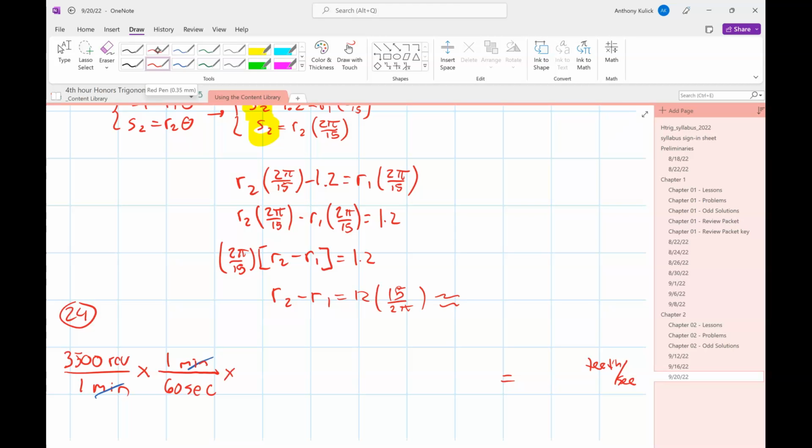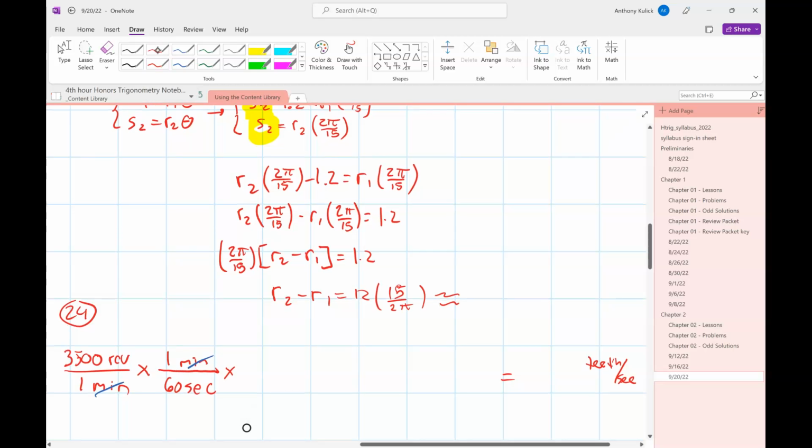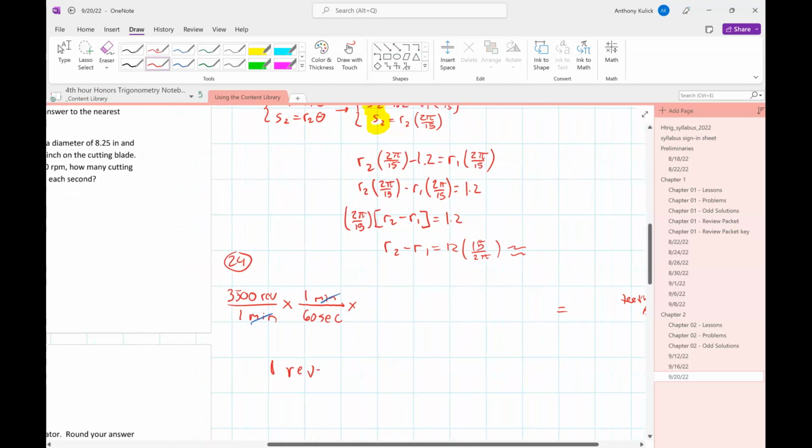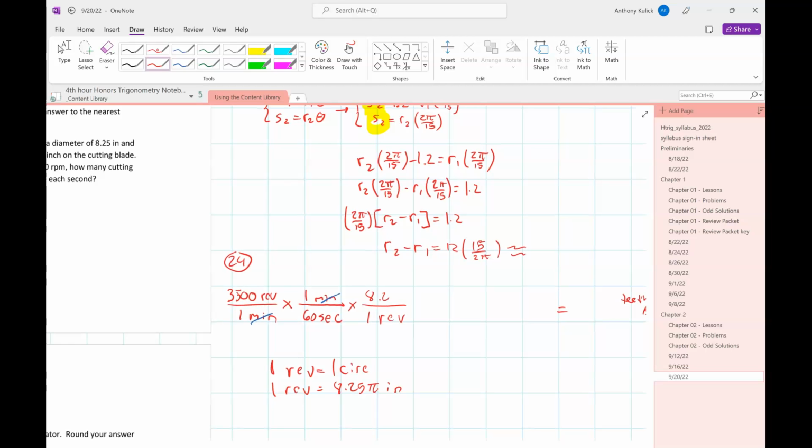Now I need to get from revolutions to teeth. Well, I remember that 1 revolution is equal to 1 circumference, right? So in this case, I know 1 revolution is diameter times pi inches. So I can say 1 rev, 8.25 pi inches. So now I'm in inches per second. I want to end up in teeth per second.